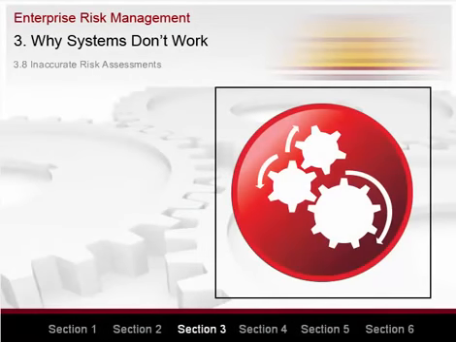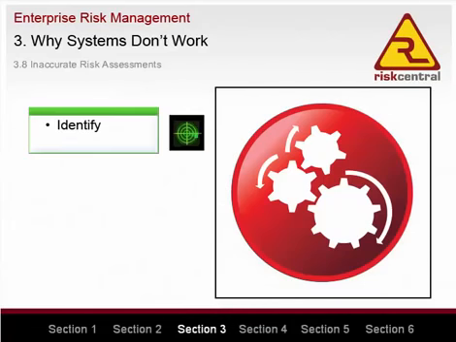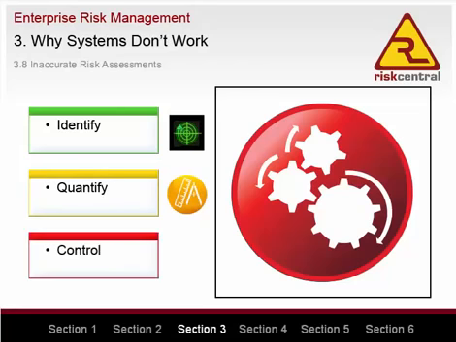Inaccurate risk assessments. As discussed earlier, an ERM system should systematically identify all significant risks to business objectives, including strategic, operational, and financial risks. Accurately quantify the size of risks, then prioritize and allocate resources to manage them based on their size. Select and implement the best controls to cost-effectively reduce risks to acceptable levels.